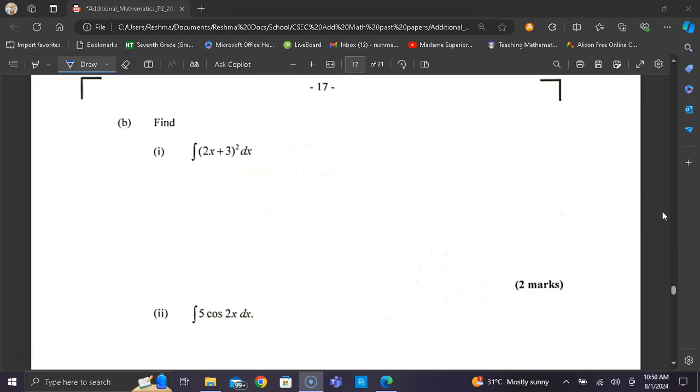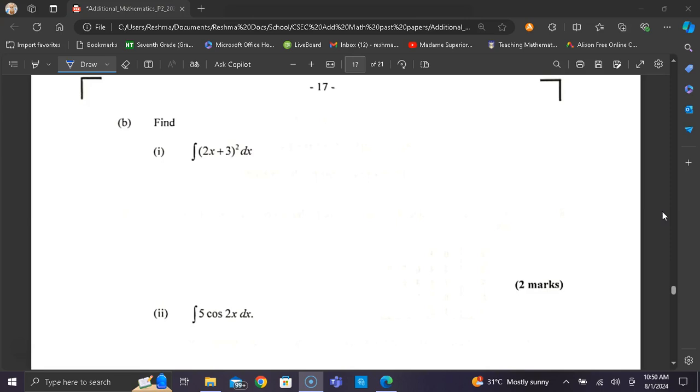So let's go on to part B of question 5 of the June 2023 CSEC Add Math Paper 2. This question is, of course, on integration. So part 1: find an integral of (2x + 3)² with respect to x, and this is just for 2 marks.